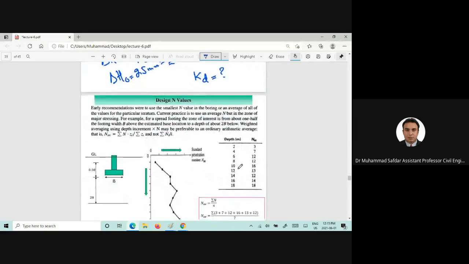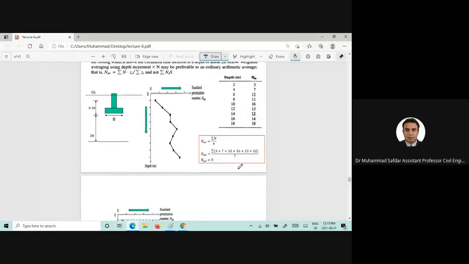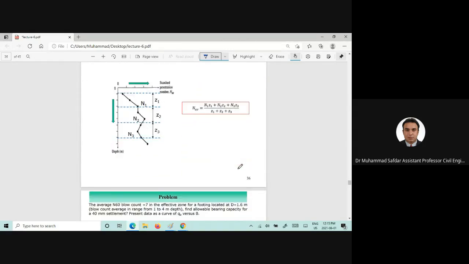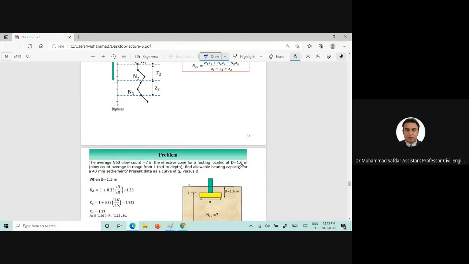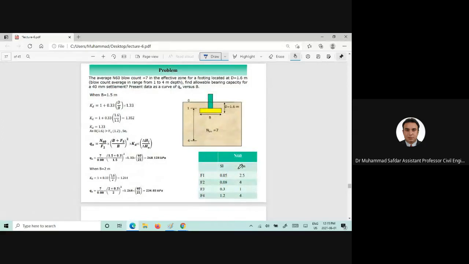Now, this is a simple problem which you can easily solve taking the N average, and you can divide that is equal to 9, and you will come up with the N average value. Once you get the N average value, we need to find out the immediate settlement which would be occurring in here.